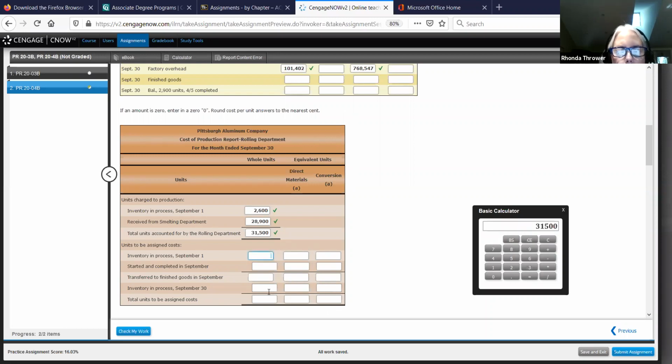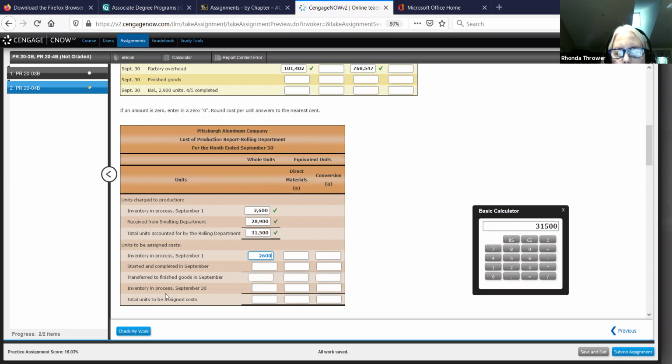So we're going to start with our whole units first, and let's finish this column first, and then we'll move over here and work on these. That's just a suggestion. So your beginning inventory at September 1st, again, we know that that was 2,600. It was given to us in our information, and we also have it written here. What we don't know is what we started and completed. So I'm going to leave that blank for just a minute. And we don't know what we transferred to finished goods. I'm going to leave that blank for just a minute.